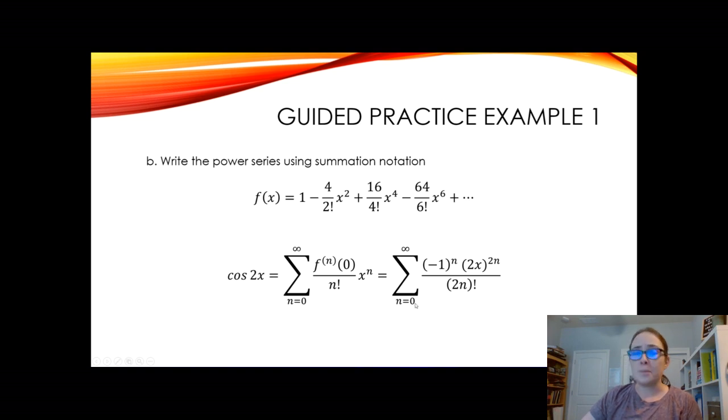So here I might double check myself and say, okay, if I plug in 0, -1 to the 0 would be +1, 2x to the 0 would be 1, and 2 times 0 would be 0 factorial, which is 1. So everything is 1, which matches my first term. So I'm feeling pretty good about that. And then I might check one or more. So n equals 1, this would be -1, which mine is negative, looking good. 2x to the second power, so that would be 4x squared. And 2 times 1 would give me a 2 factorial in the denominator. So it's matching up good. I feel good about my summation notation here, and I can move on.